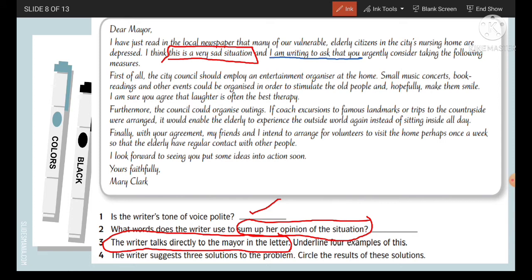Okay, other than that is "I am sure you agree." Okay, again, they use the word "you" there. Alright. Apart from that is "finally with your agreement." Okay, again, "your" agreement. And okay, this is the last part: "I look forward to seeing you again."